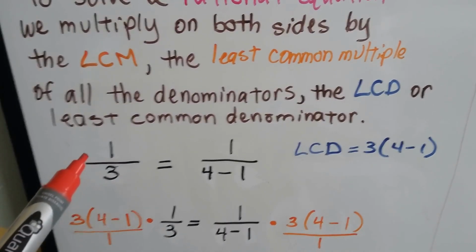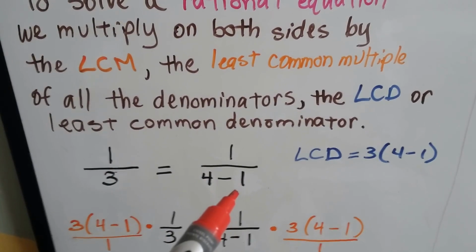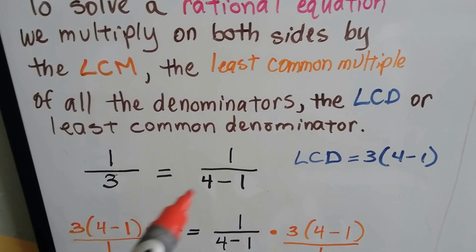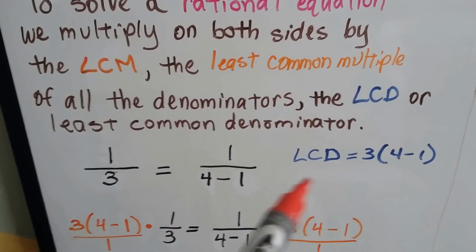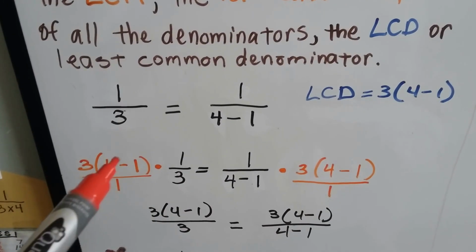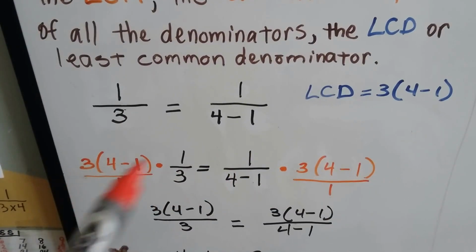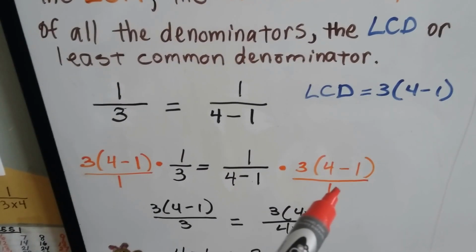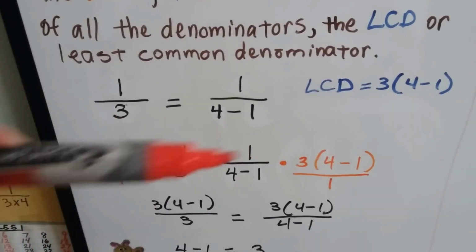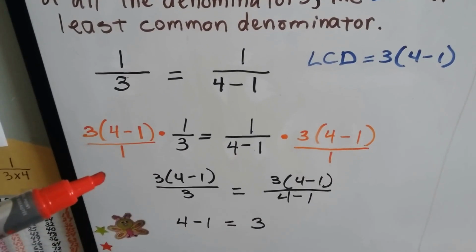So if we see 1/3 is equal to 1 over 4 minus 1, the least common denominator is 3 times 4 minus 1. See? That's the LCD, or LCM, okay? All we have to do is multiply each side by this 3 times 4 minus 1. And I put it over a 1 as a fraction because these are fractions, so I can just multiply the numerators and then multiply the denominators. You don't have to if you don't want to.